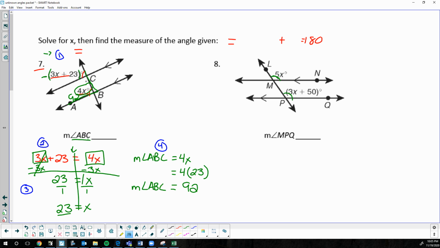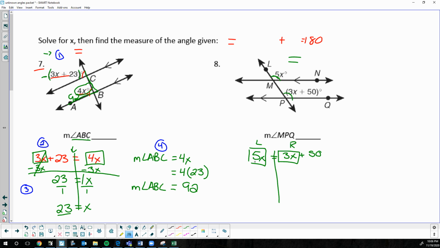Again, this is very much just like number 7, only instead of the angles being on the left side, they're both on the right. So this is another equal situation. If I write the equation, it's 5x equals the second angle, which is 3x plus 50. So step 1 done. Then what you have to do is box up your x's. This is very similar to this one in that there's 1x on the left and 1x on the right.